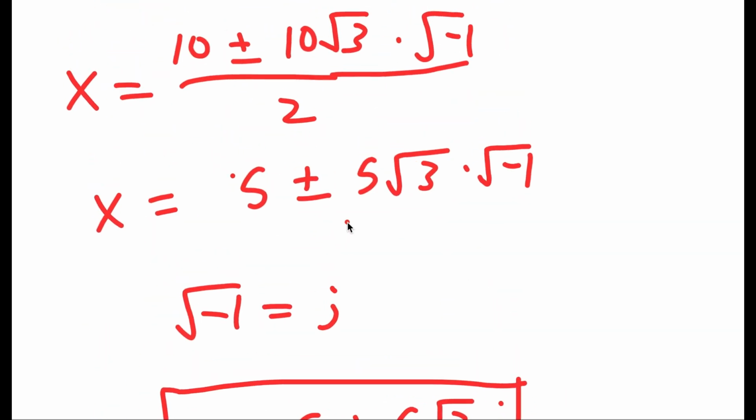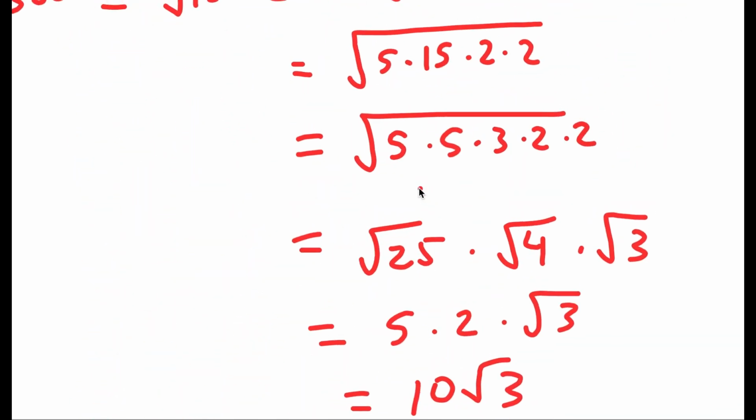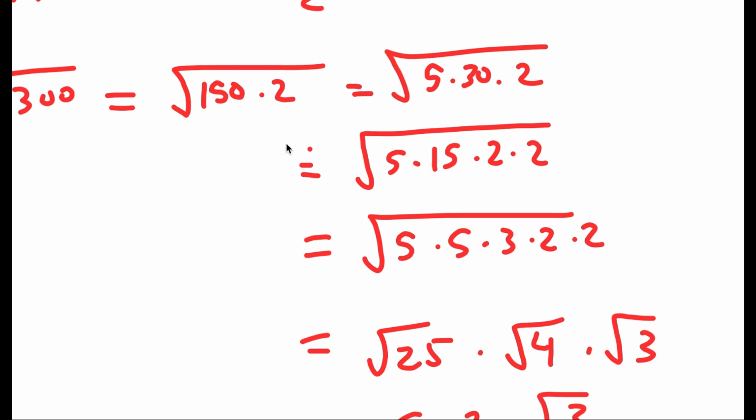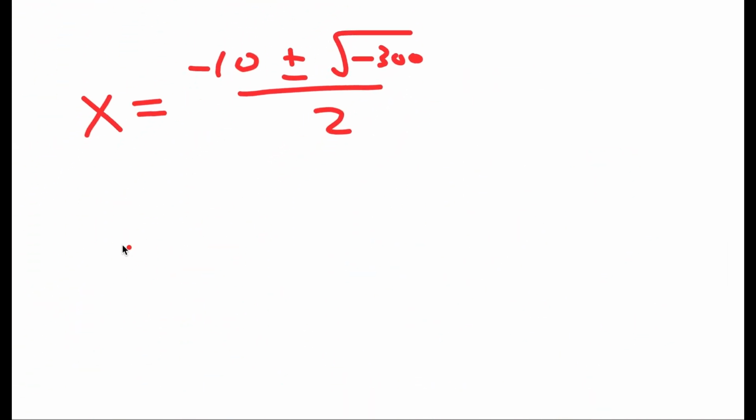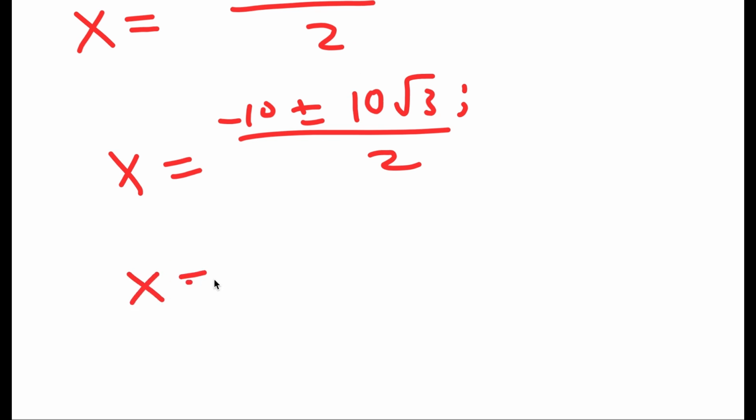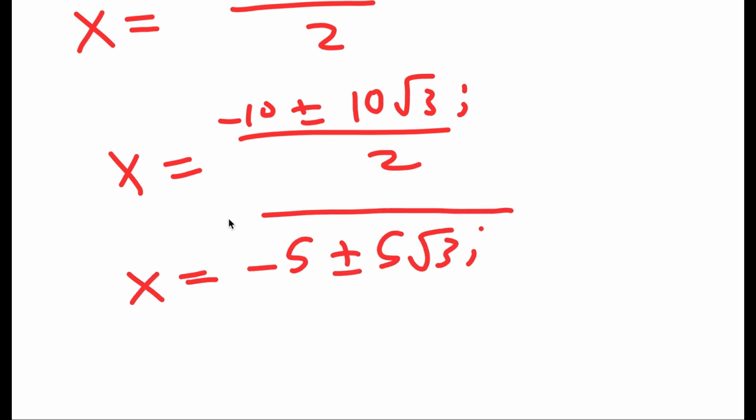And going back from earlier, the square root of 300 is 10 root 3, and the square root of negative 300 is 10 root 3i. So I get negative 5 plus or minus 5 root 3i.